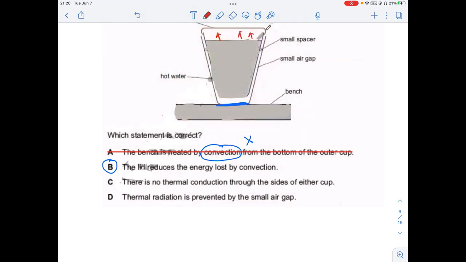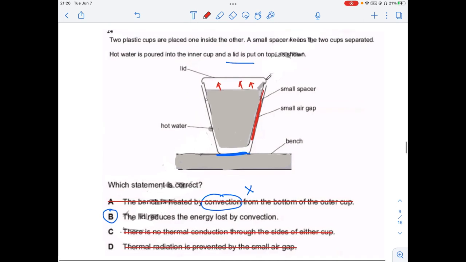There is no thermal conduction through the sides of either cup. That is also wrong, because thermal conduction can still take place, since there is still air over there, and through this air the thermal conduction can take place. If it had been a vacuum, there wouldn't have been any thermal conduction, but there is air over there, so obviously thermal conduction does take place. Then finally, thermal radiation is prevented by the small air gap. No, thermal radiation is not prevented by the small air gap. The only thing which prevents thermal radiation is a silver lining, but it is not present there. So thermal radiation is also taking place. So only option B is left over. That's going to be the correct answer.